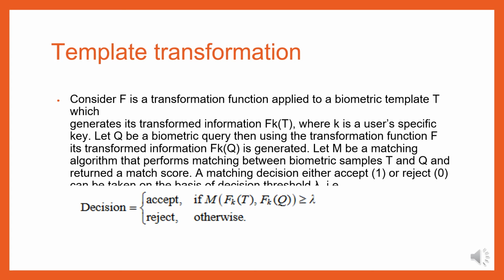Let M be a matching algorithm that performs matching between biometric samples T and Q and returns a match score. A matching decision, either accept 1 or reject 0, can be taken on the basis of decision threshold lambda. That is, the decision is accept if M of f(k,T) and f(k,Q) is greater than or equal to lambda. Otherwise, the decision is reject.